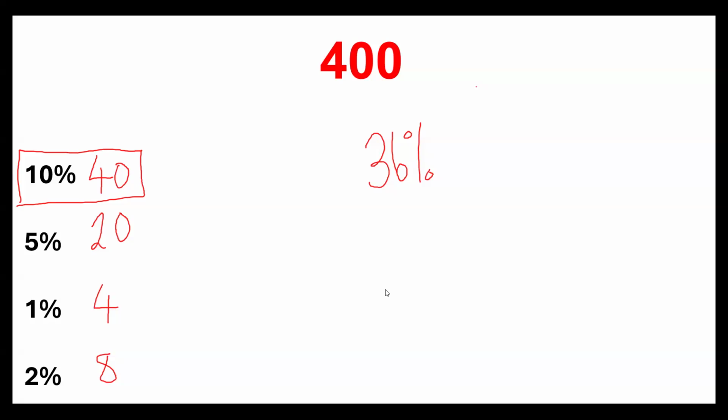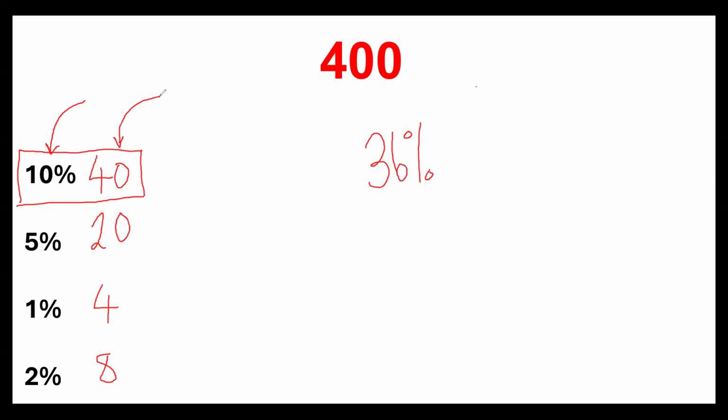Let's go to Hayden. Hayden, what can I do to 10% to get to 30%? You minus 10. Now, hold on. How am I going to get from 10% to 30%? What do I do to 10% to get to 30%? You times it by 3. Perfect. We multiply by 3. Fantastic. So we're going to multiply. If we multiply 10% by 3, we get 30%. So if I multiply 40 by 3, I'm going to get the value of 30%. So 40 multiplied by 3.